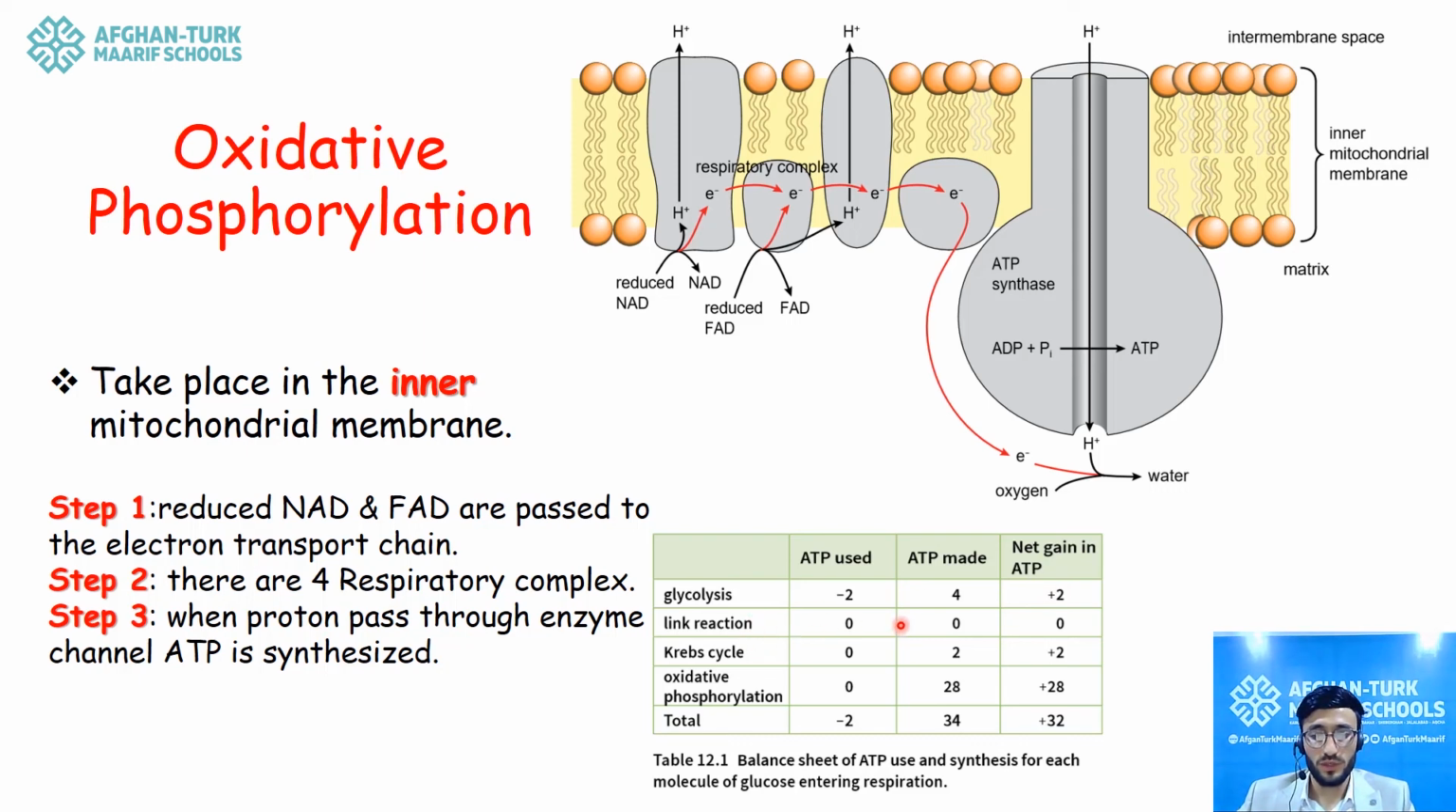In link reactions, we didn't spend any kind of energy. In the Krebs cycle, we will produce 2 extra ATPs, but in oxidative phosphorylation we will end up with 28 extra ATPs. So the result will be 32 ATPs, which will enable the cell to carry out its functions.